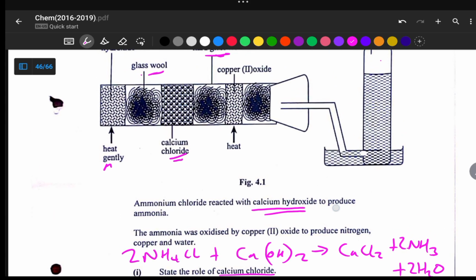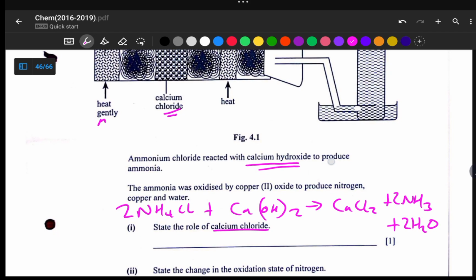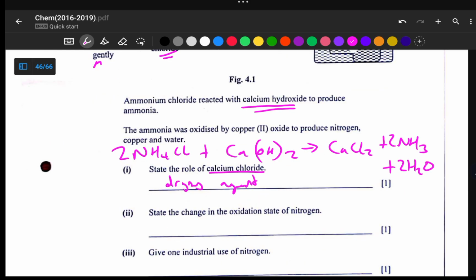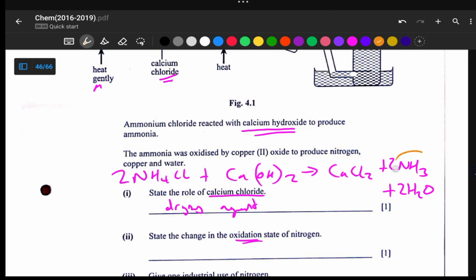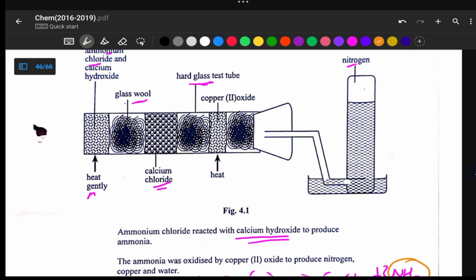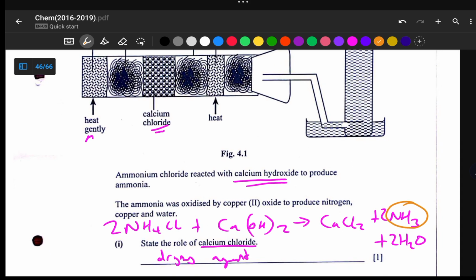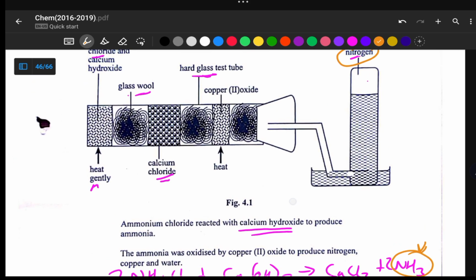So calcium chloride is used as a drying agent to remove moisture from the nitrogen gas. The next question says state the change in the oxidation state of nitrogen. So we are moving from ammonia to nitrogen gas. This reaction will produce ammonia, which will then react with copper 2 oxide to produce copper and nitrogen gas.